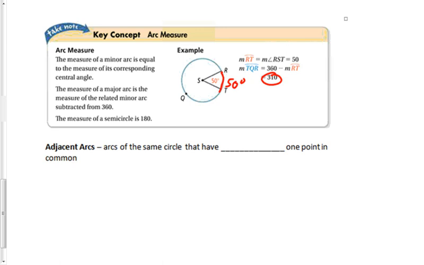Adjacent arcs are arcs of the same circle that have exactly 1 point in common, because you can't have more than 1 point in common. Adjacent are right next to each other, 1 point in common.